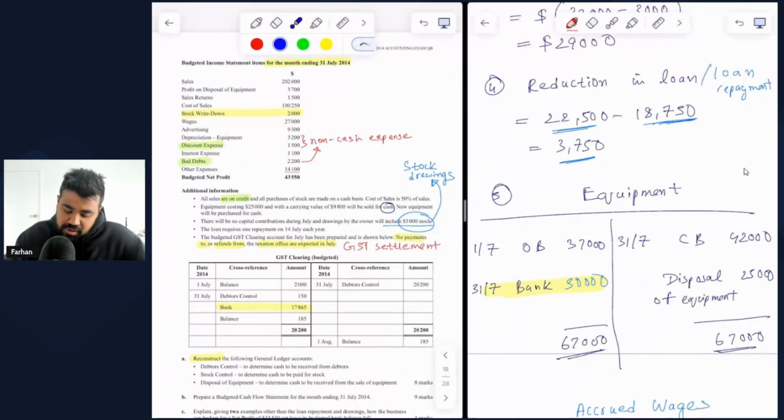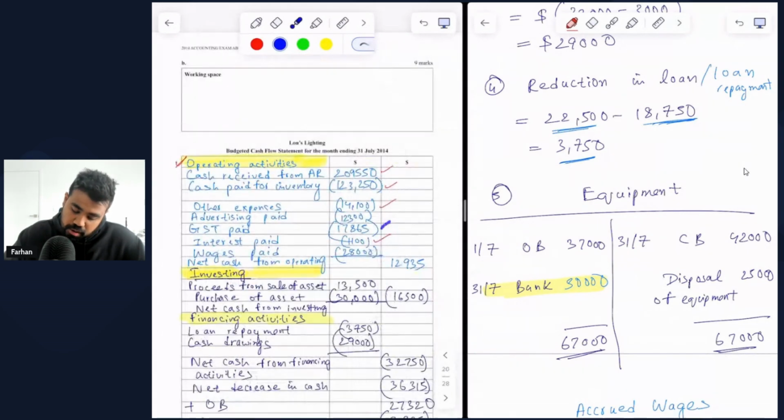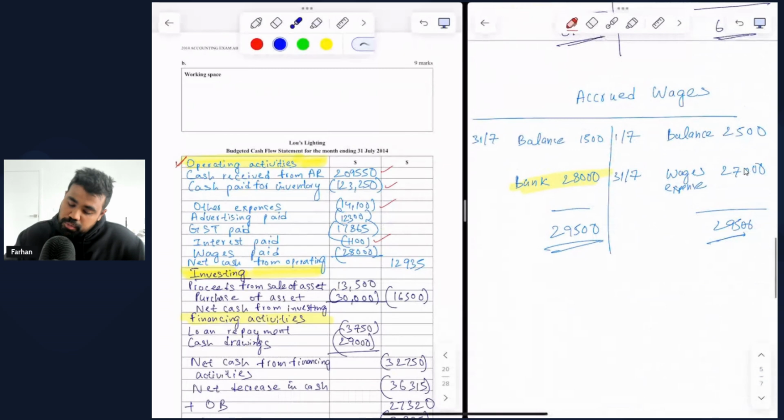All right. So where did we get this amount for GST paid? It's on the debit side of the GST clearing account, which is 17,865. It clearly mentions bank, which is the reason for why we included GST paid of 17,865 here, in negative, obviously. All right. So we know that we are given accrued wages, and we have to prepare the ledger account for accrued wages to calculate how much we have paid for in wages.